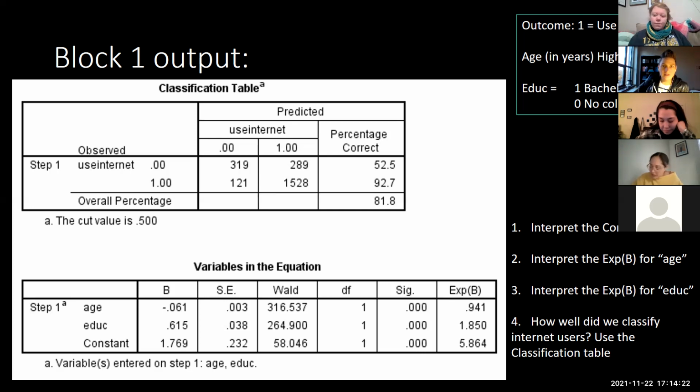I have a quick question that might be a little super basic. Is there a difference between saying it is 5.86 higher for people using the internet than people who don't use the internet versus 5.86 the probability of people not using the internet? Yes. So I want to use the latter, right? So the 5.86 is the odds of 1 over the odds of 0. So the odds of using the internet over the odds of not using the internet.